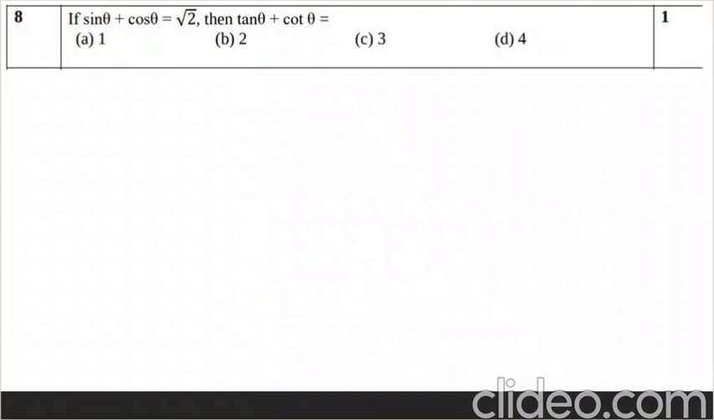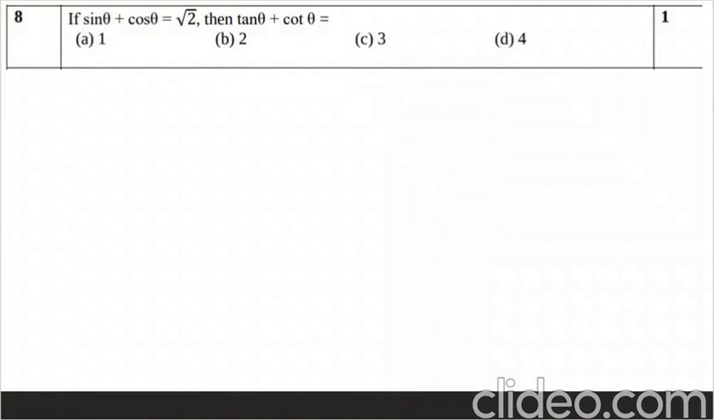Next question, trigonometry again. Sin theta plus cos theta is root 2. Then what is tan theta plus cot theta? Sine plus cos is given as root 2. What is tan theta plus cot theta? We have to find, isn't it? Now, a little bit lengthy question, we'll go the simpler way.